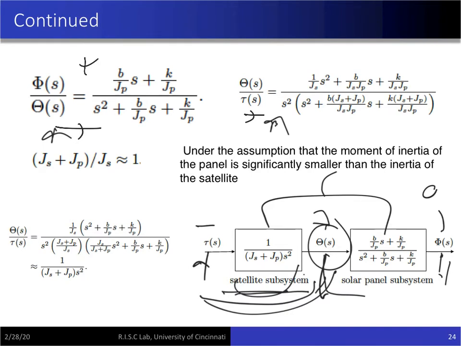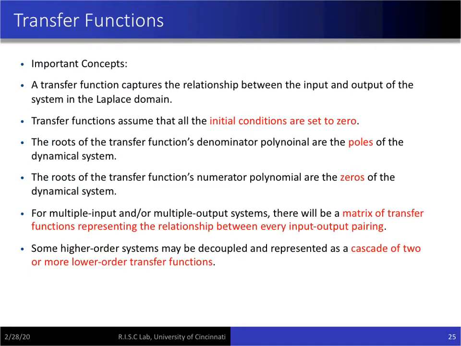Overall order, if you see, was 4th order, but now it's a second order transfer function. Okay. So the summary of transfer function concepts here: basically, a transfer function captures the relationship between input and output, right? So that's clear, right? It captures the relationship. How we will use them will come later, but it captures a relationship between input and output, and is used in the Laplace domain or frequency domain.